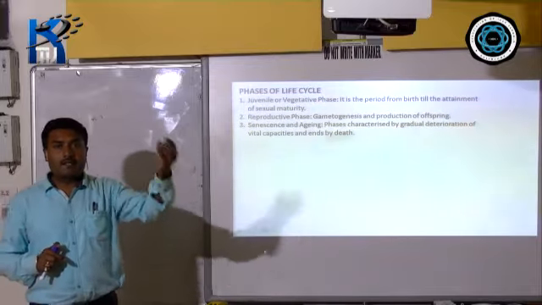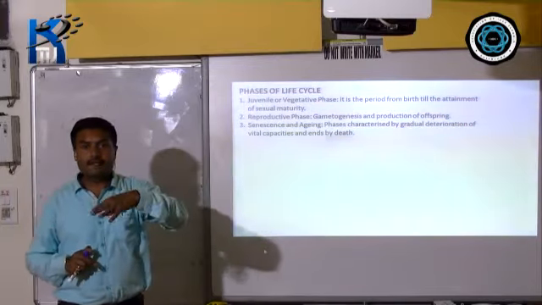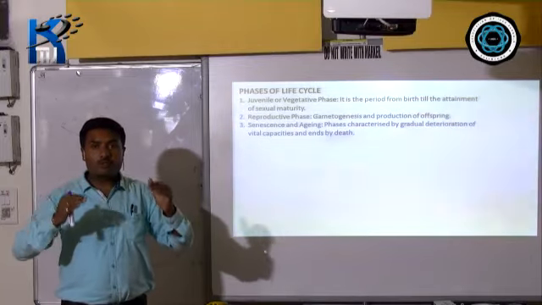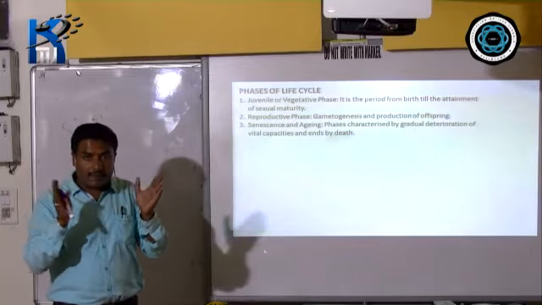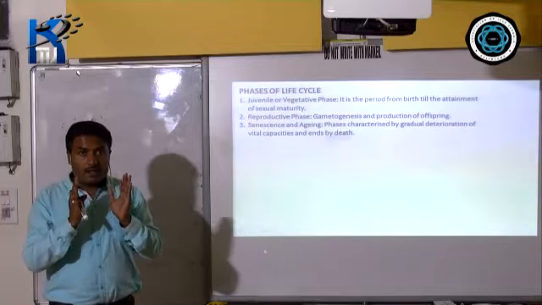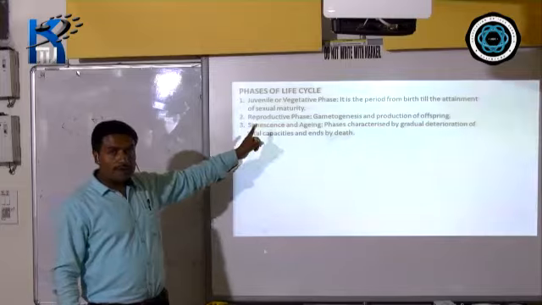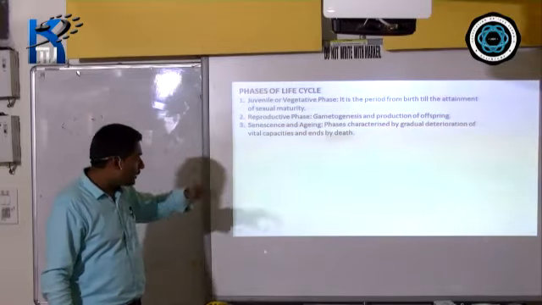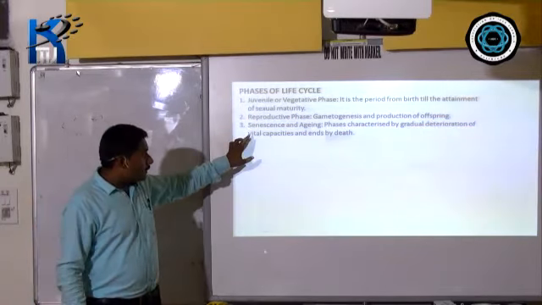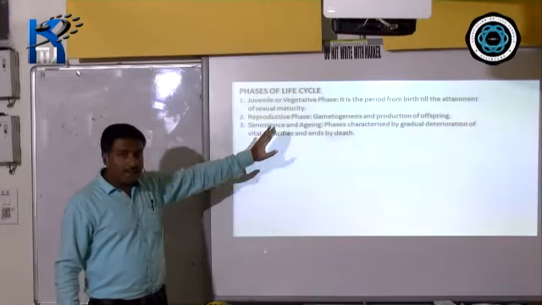If it is a plant, they are able to produce fruits and seeds. If it is a human being, then they are able to produce the young ones. It is during that time of giving birth to a new individual that you use the term reproductive phase. Then comes the third one, that is called senescence and aging.